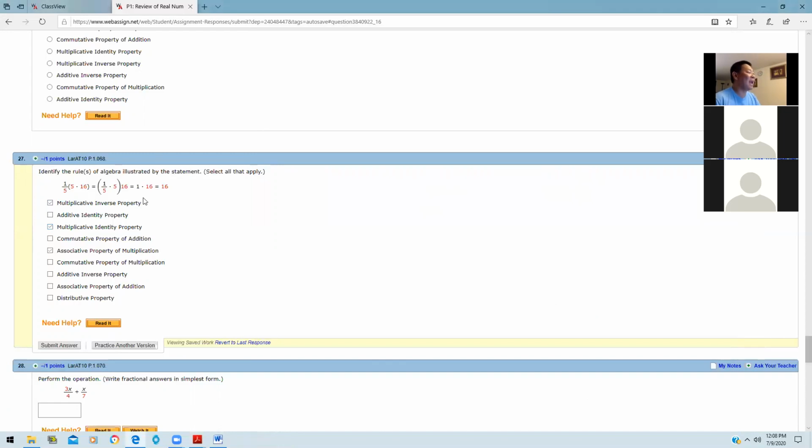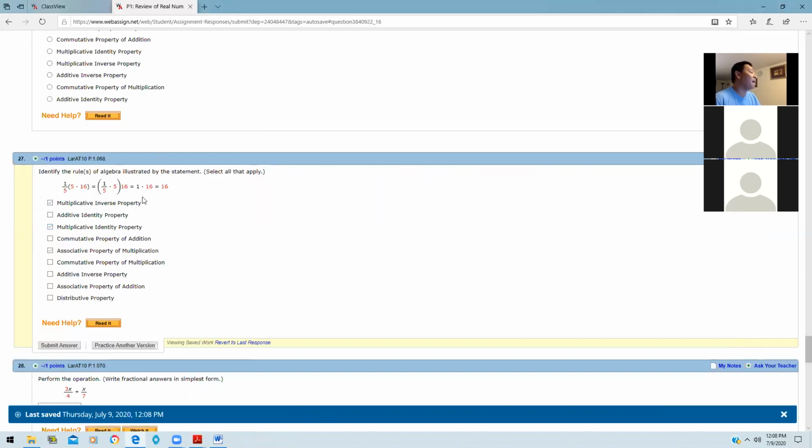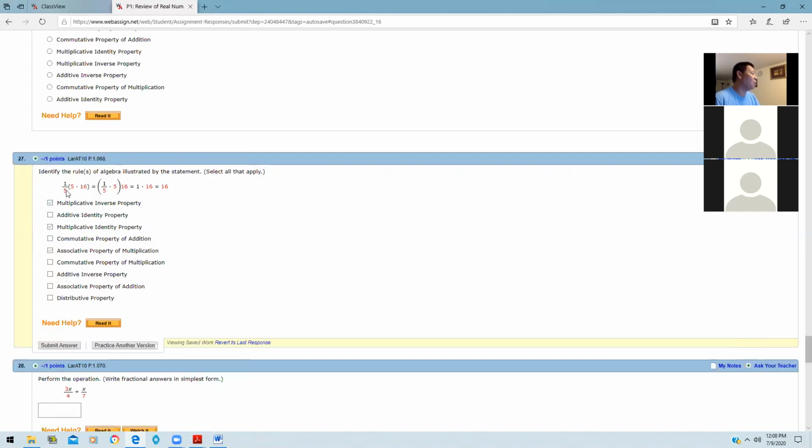So this actually has three rules. One, you change the parentheses: associative property. The other one is the fraction: if you multiply 5 and 1/5, you get 1. That is called the inverse property. And then 1 times 16 gives you 16. Multiplying by 1 gives you the identity. So this is how we do question number 27.